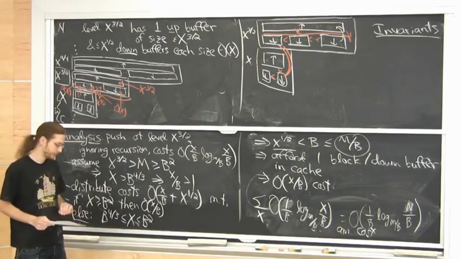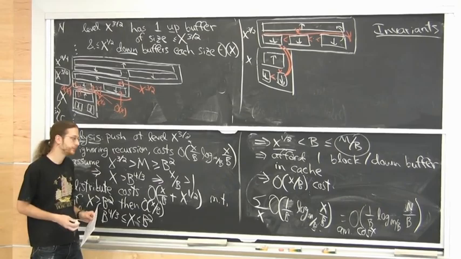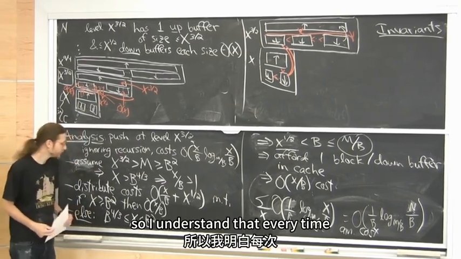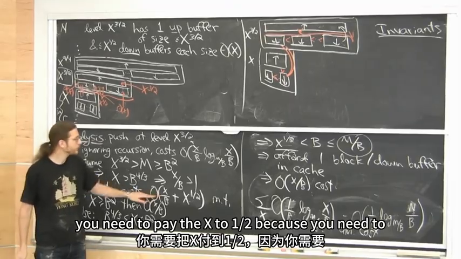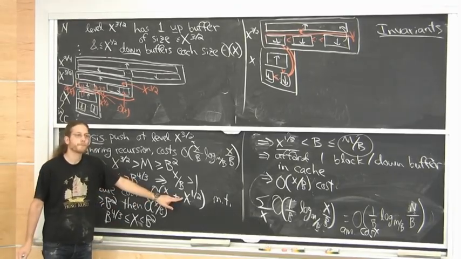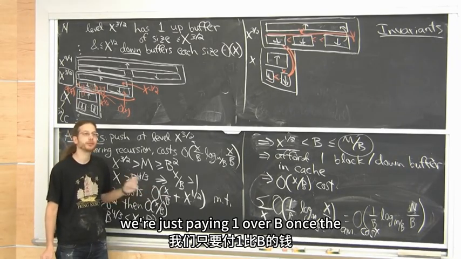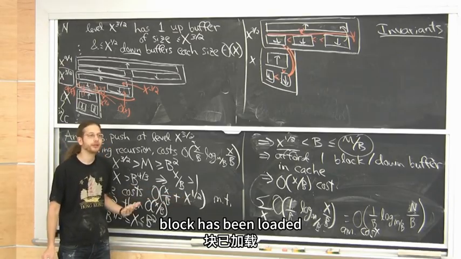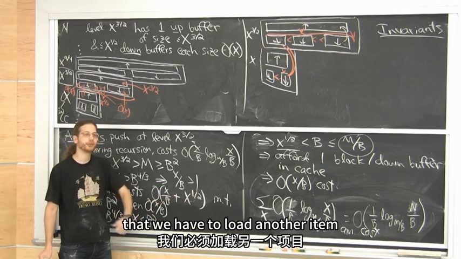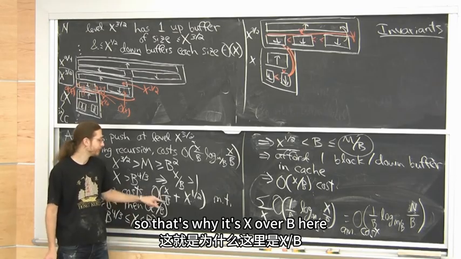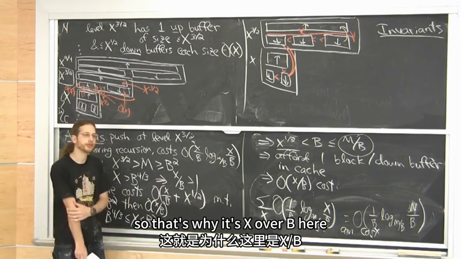Question? Can you explain again, how is it that you got to the distributed cost of x over B? I understand that every time you need to pay the x to the 1/2 because you need to load. Yeah. But where did the x over B come from? This is essentially amortized per element. We're just paying 1 over B. Once the block has been loaded, it's only after we insert B items that we have to load another block. So that's why it's x over B here.